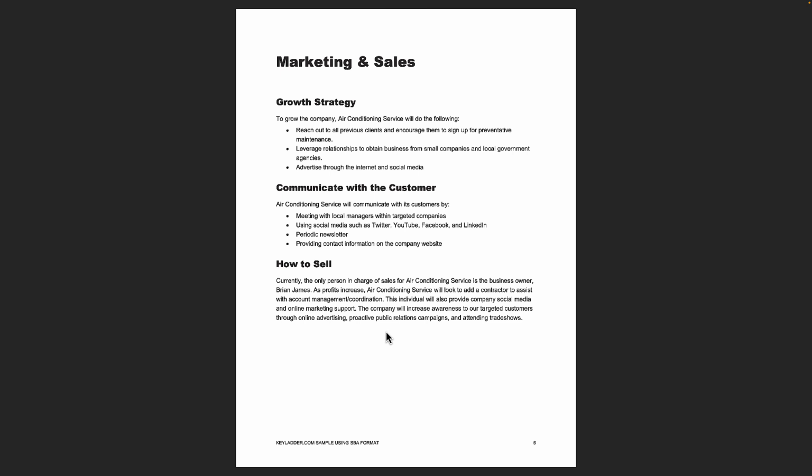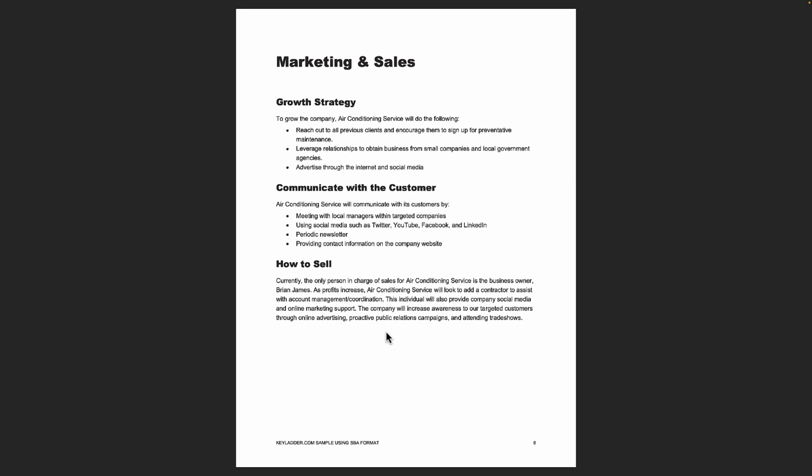Then we're getting into marketing and sales. This is the last page. See, it's only 6 pages, so it's not that long. It's not that difficult to do. The growth strategies. So to grow the company, you want to reach out to previous clients, encourage them to sign up for a preventative maintenance program, leverage relationships. You can fill this in, and this is an important thing for you to give some consideration.